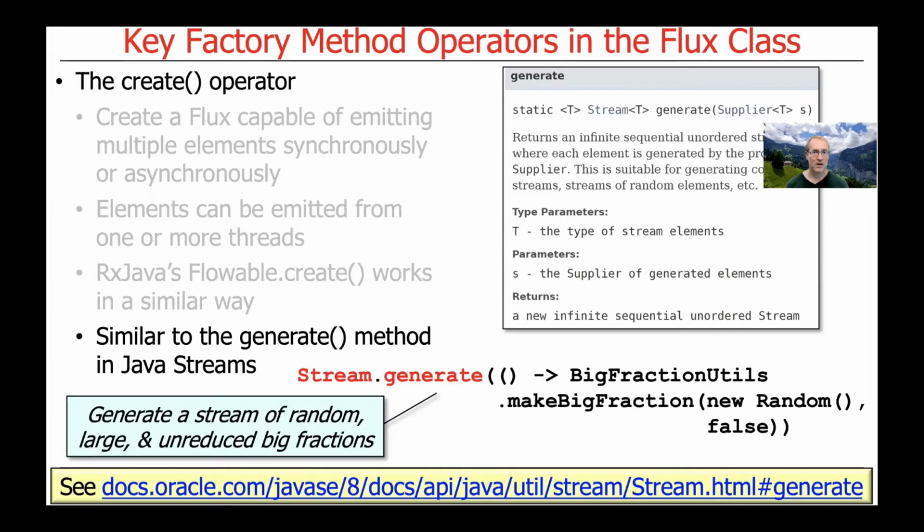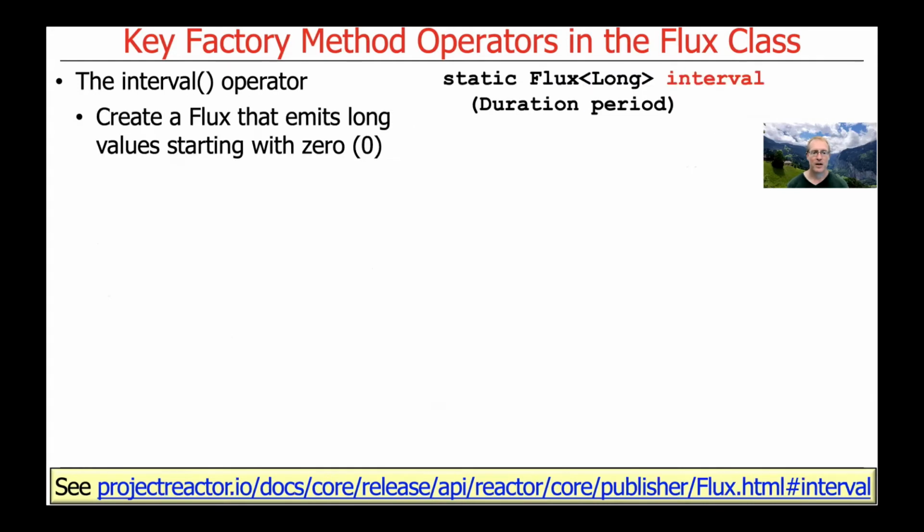So you can see there's a generate method that comes out of the box with the Java Stream interface. What it does is it takes a lambda expression or a method reference, in this case a lambda expression, and then it just generates the results of calling that lambda expression or method reference over and over and over again. This particular example will generate a stream of random, large, and unreduced BigFractions. If you wanted to bound the amount of processing that this did, or the number of times it ran, you'd have to use some type of filter operation that we'll talk about later, like a take, for example.